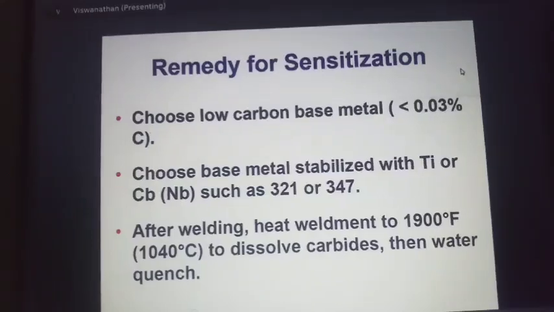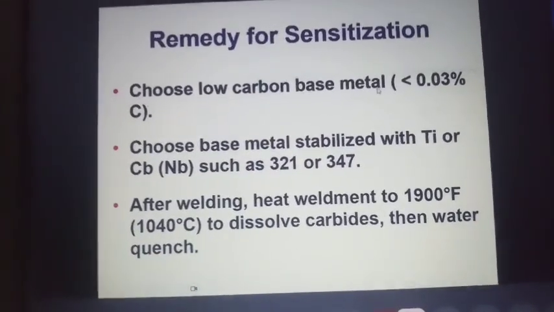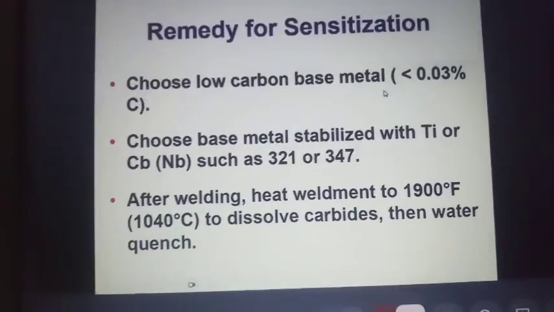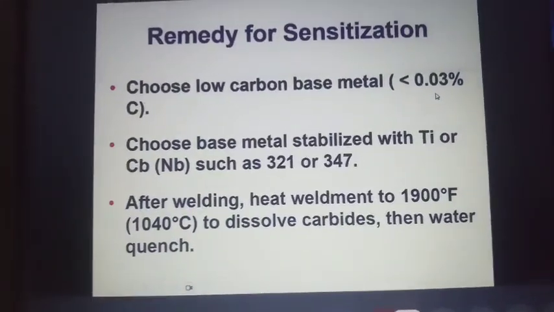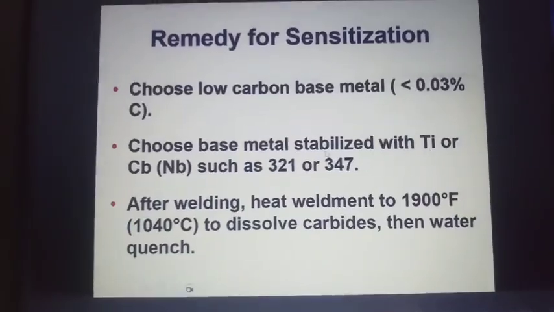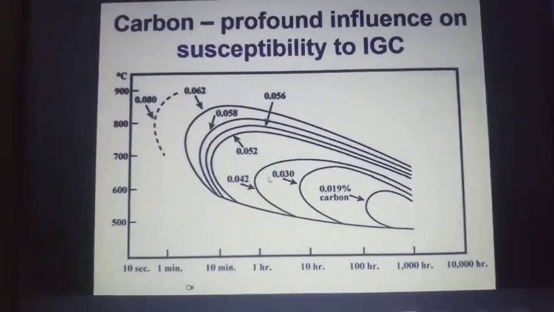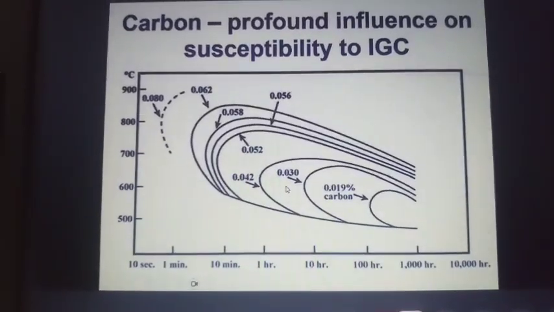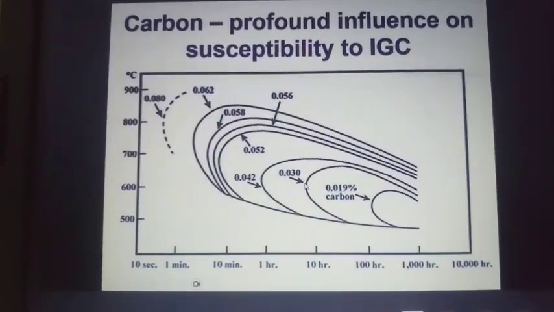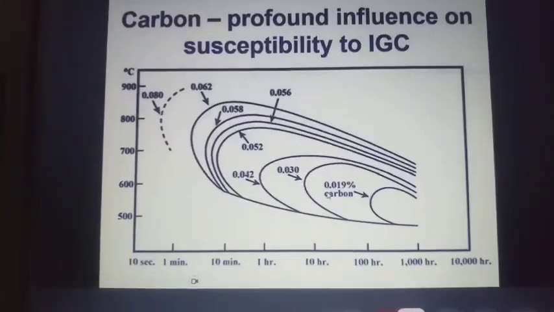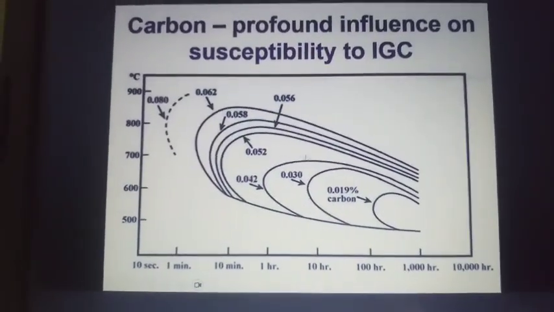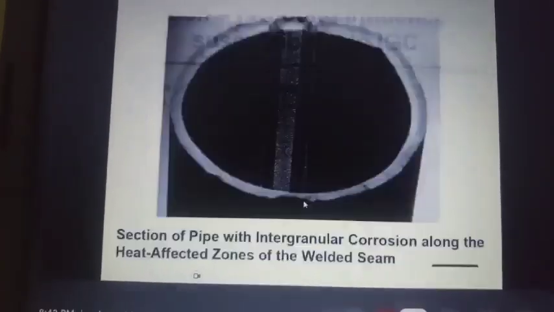Remedy for sensitization: choose low carbon base metal, like we discussed, Ramakrishna sir and Mohit. Select 0.03% carbon, so that you have more luxury of time, you can cool slowly, and then you don't end up forming chromium carbide. Chromium carbide will only form after this curve. So till this point chromium carbide will not form. That means you have almost 8 or 9 hours for cooling.